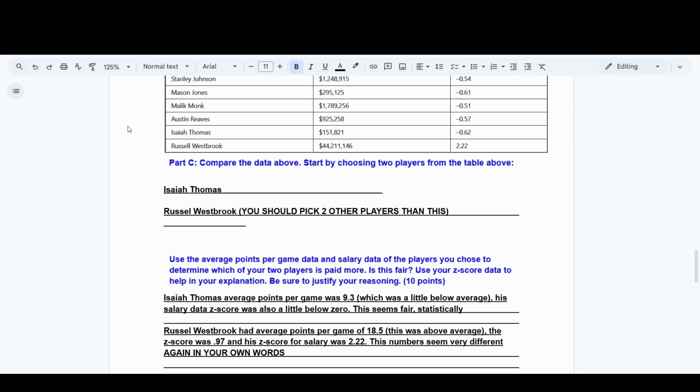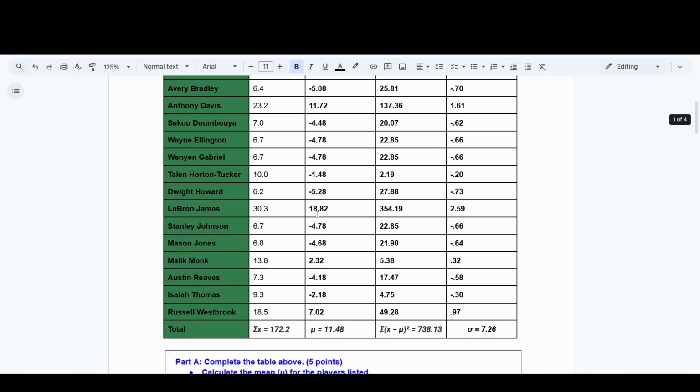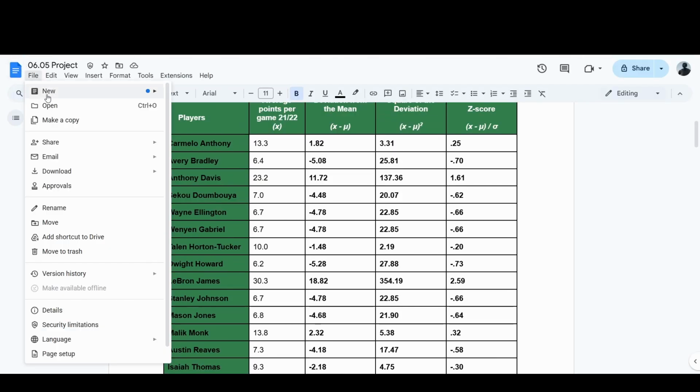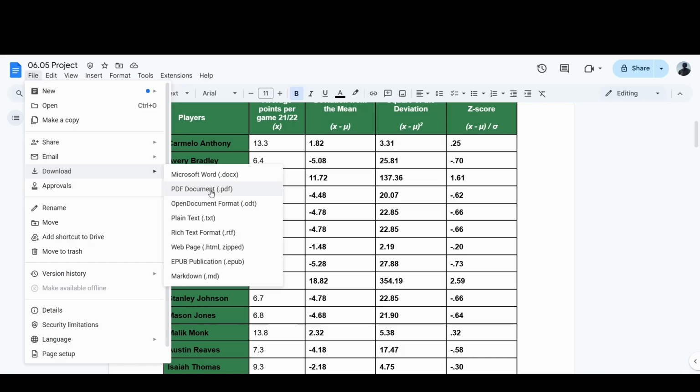Again, make sure this is all in your own words, except for this part. This should be the same as mine, all of these numbers. Your last step, remember you want to go to File, Download that as a PDF, and then attach that as your submission.